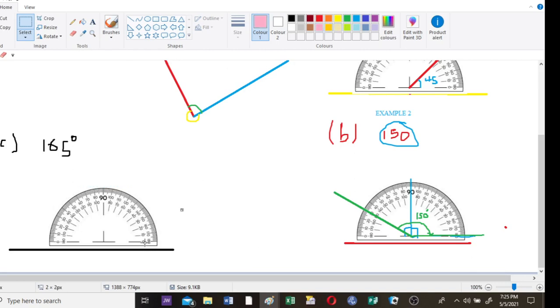We count from here. This is 0. This is 10, until you find your 160 there. This is 150, so 160 is there. For 165, you need to go further 5 units. This is 160, so 165 is here. So from the center here, you will draw a straight line passing at 165, which is this one here.